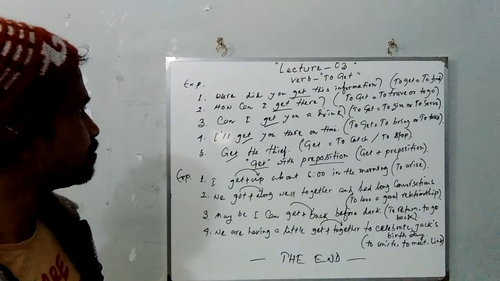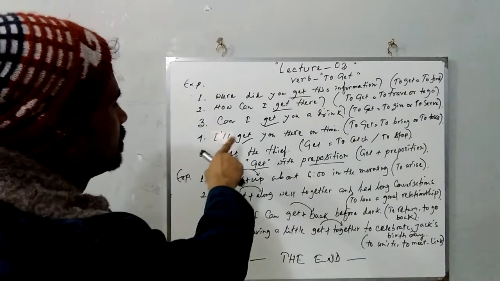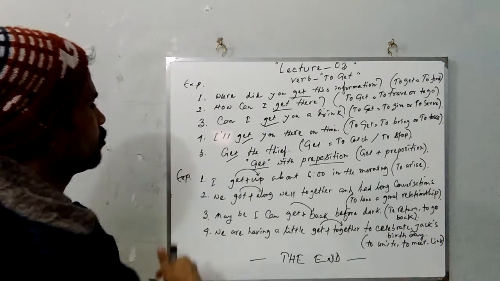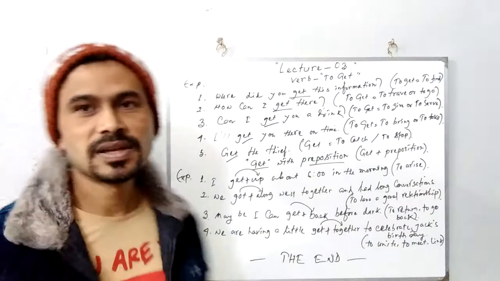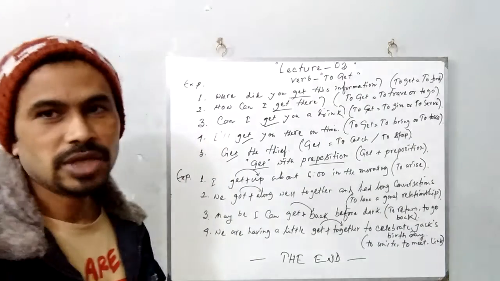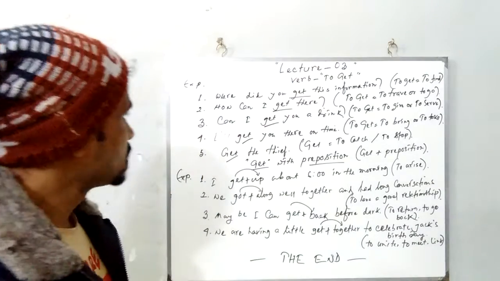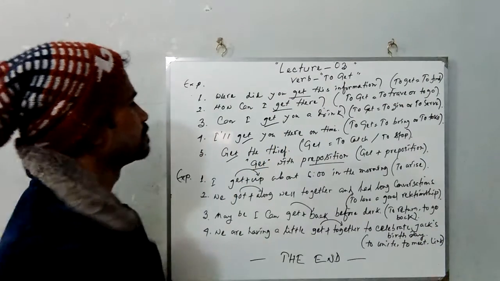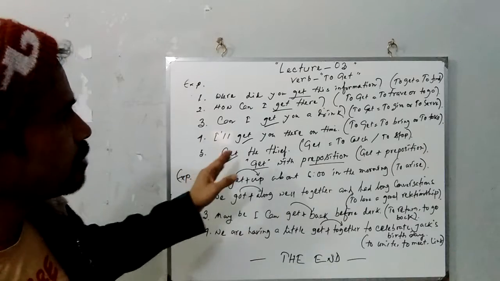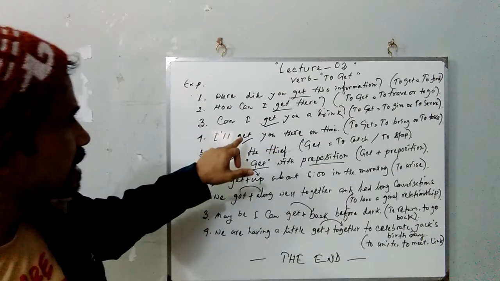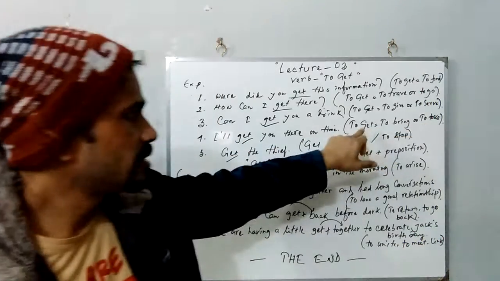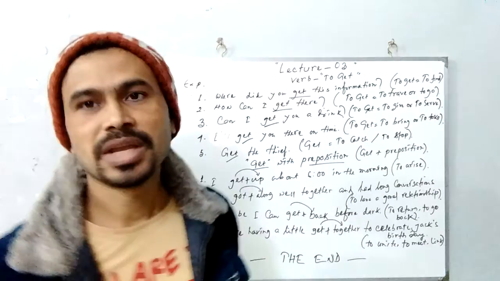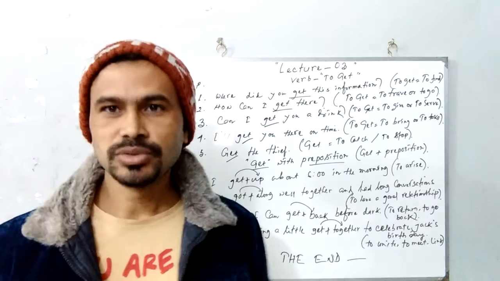Next, number 4. I will get you there on time. Here I wrote I'll. That means I will. The contraction form, or short form, is I'll get you there on time. That means I will take you there on time. Get means take. Okay. Here I write to get equals to bring or to take. I think, my friend, you understood properly.